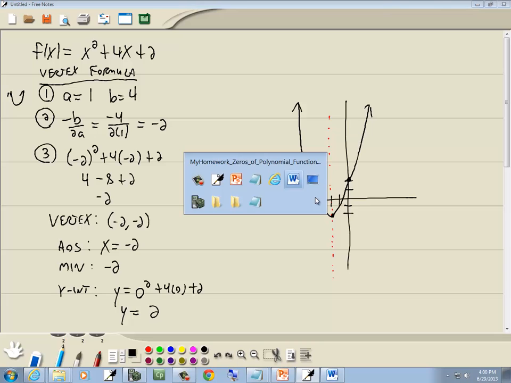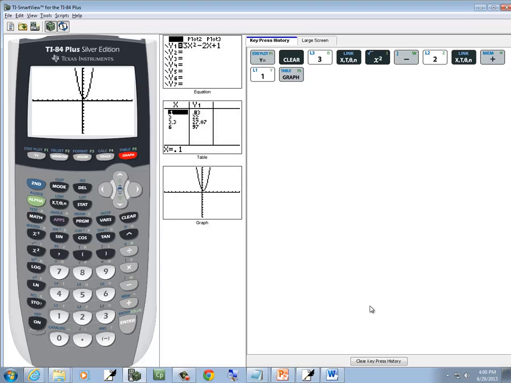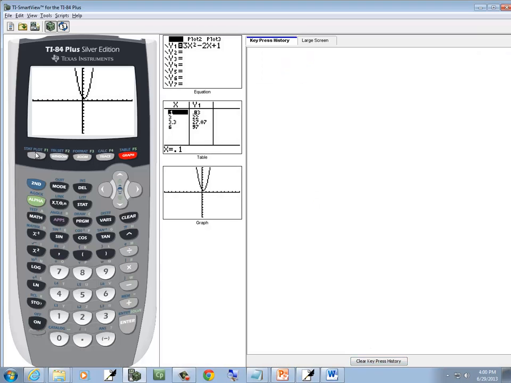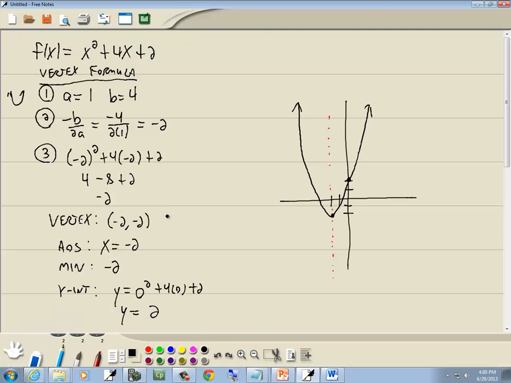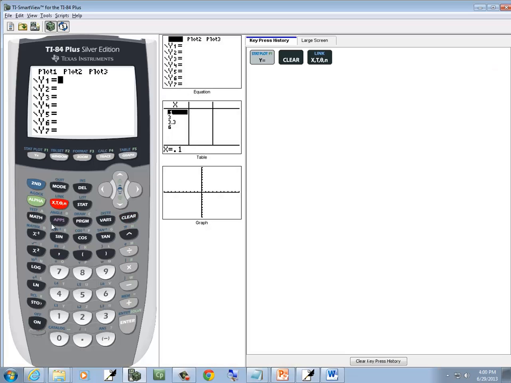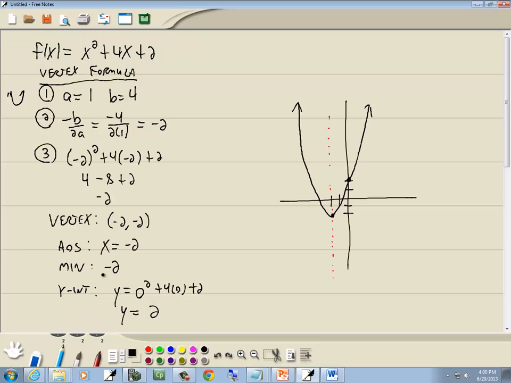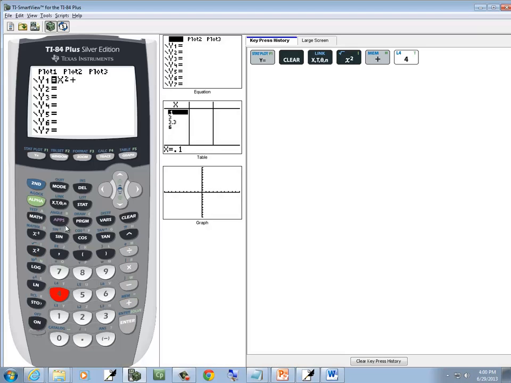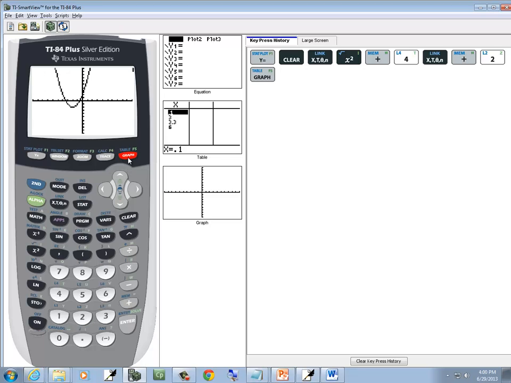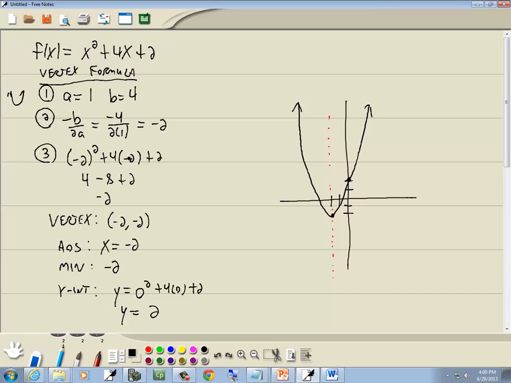Now, for purposes of homework, again, you can just graph it on your graphing calculator. So press y equals, clear. I got x squared, so x key, x squared, plus 4x, plus 2, and then graph. And it'll give you a little bit better graph, perhaps, than what I sketched. Anyway, those are your answers.